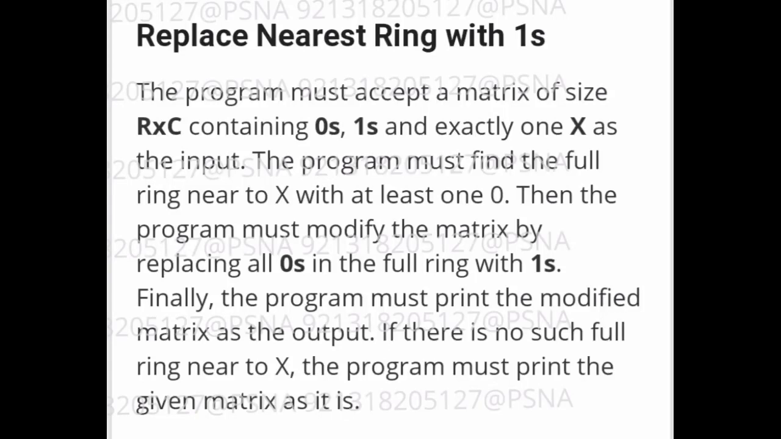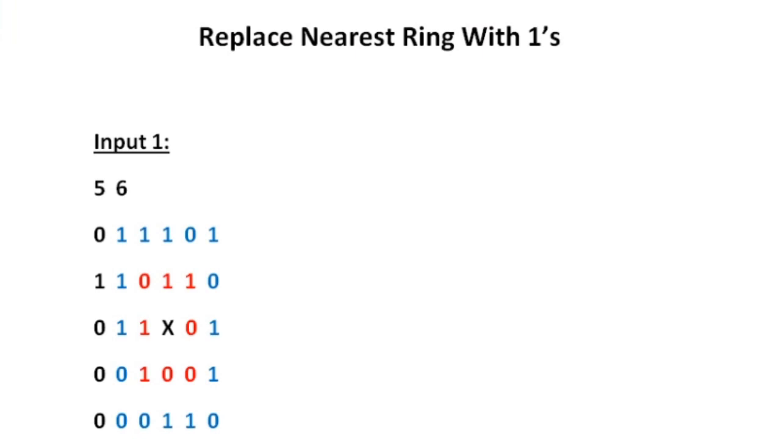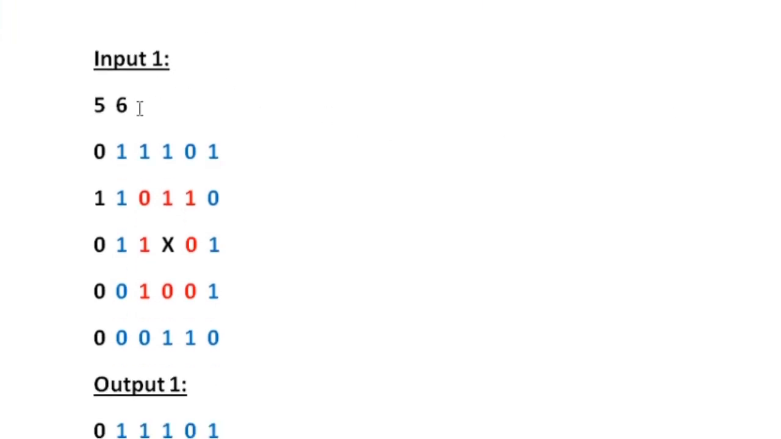This is our question asked in today's SkillTrack daily challenge. So let us see our sample test cases. For the first input, the value of R is 5 and the value of C is 6. And we are given a 5 cross 6 matrix as input. In this matrix, the character X has occurred here.